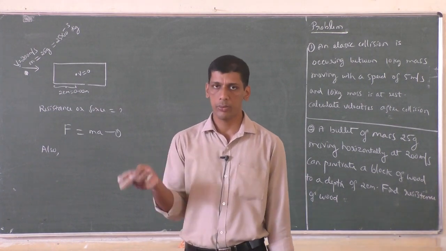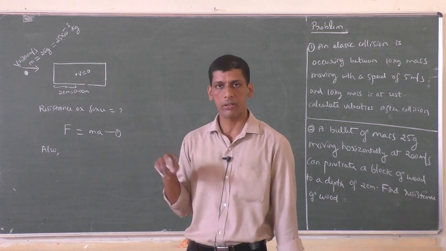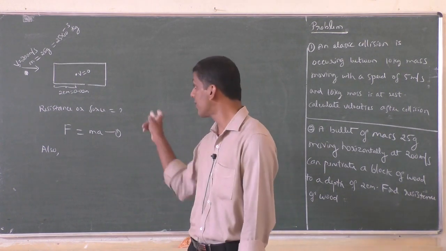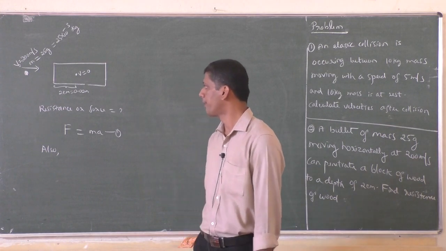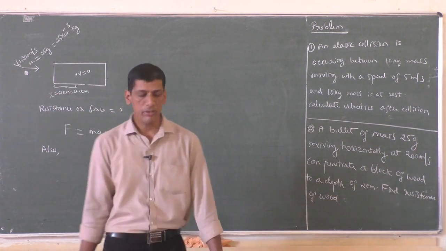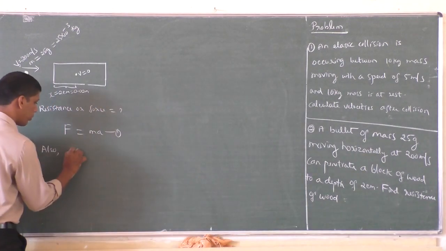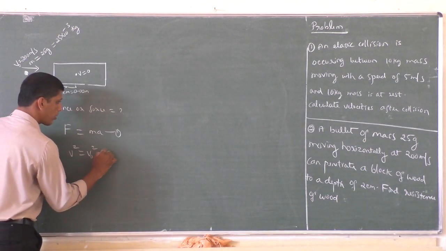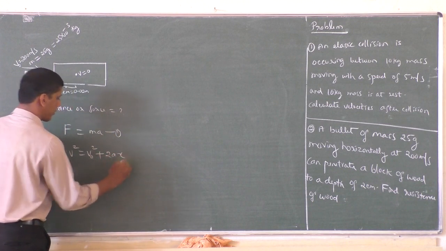v square equal to v naught square. v is given, v naught is also given. 2ax, x is given. So this is nothing but x. I will treat this as x. So by using that equation we can obtain the value of A. So v square is equal to v naught square plus 2 into a into x.